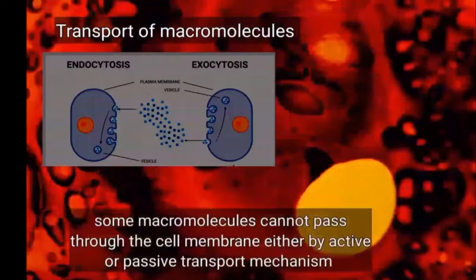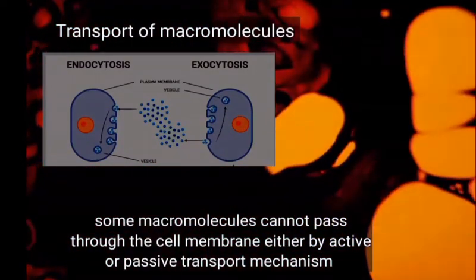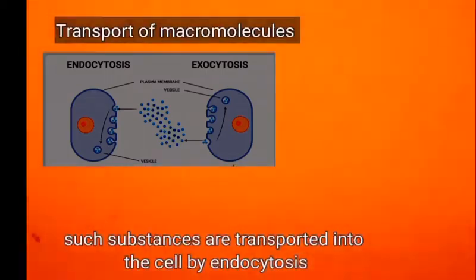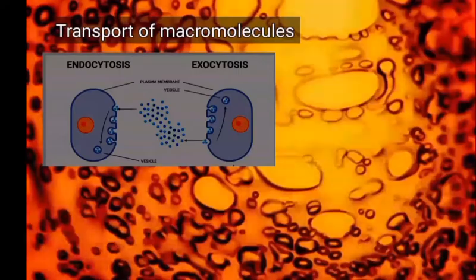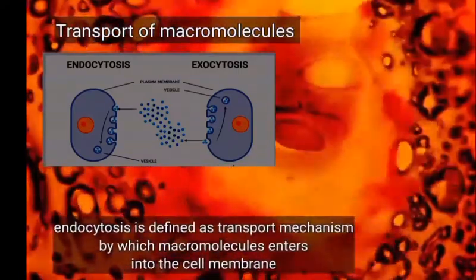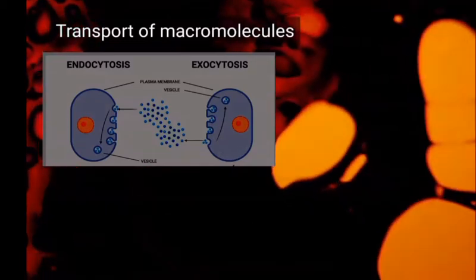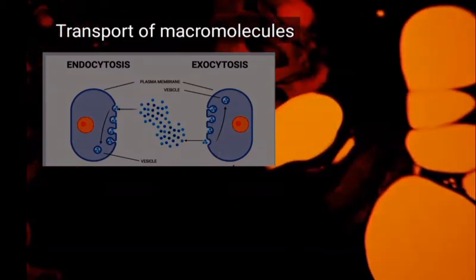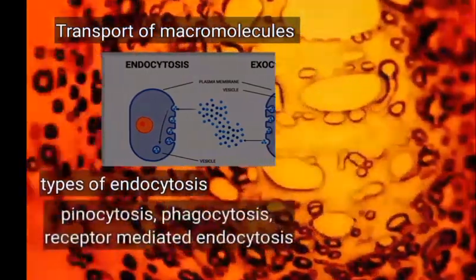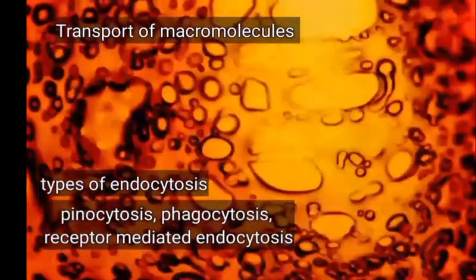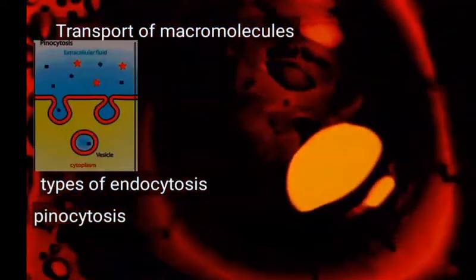Some macromolecules cannot pass through the cell membrane by either active or passive transport mechanisms. Such substances are transported into the cell by endocytosis. So it won't be wrong if we define endocytosis as a transport mechanism by which macromolecules enter into the cell. There are three types of endocytosis, and they are Pinocytosis, Phagocytosis and Receptor-Mediated Endocytosis. So first of all, let us talk about Pinocytosis.